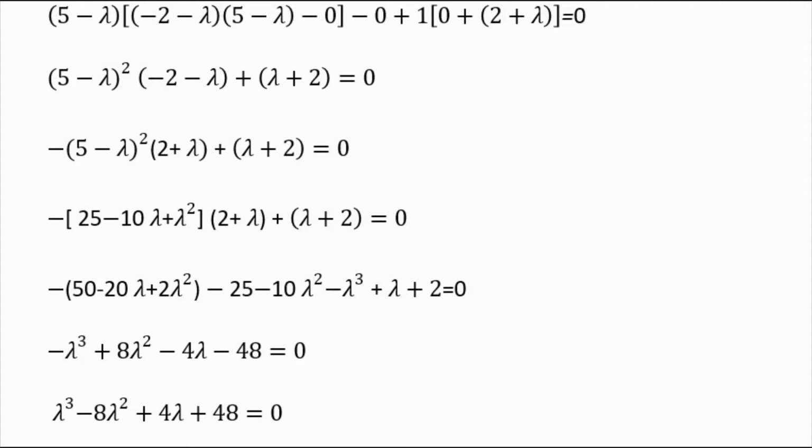When you simplify the terms and collect all the lambda cube terms, lambda square terms, lambda terms and constant terms, we arrive at the equation minus lambda cube plus 8 lambda square minus 4 lambda minus 48 equal to 0. Now changing the sign throughout this equation, we get lambda cube minus 8 lambda square plus 4 lambda plus 48 equal to 0. So this is the characteristic equation of the 3 by 3 matrix discussed in this problem. Next, from this equation, we are going to study how to find the eigenvalues.